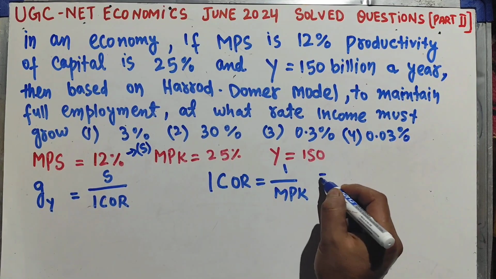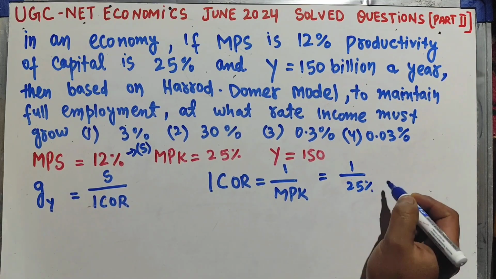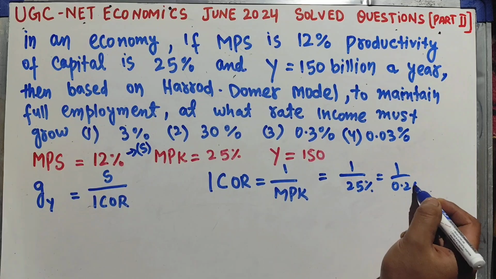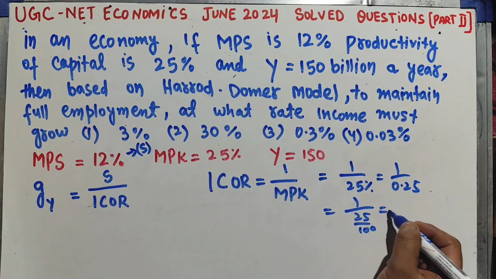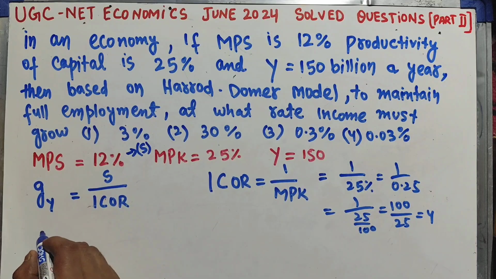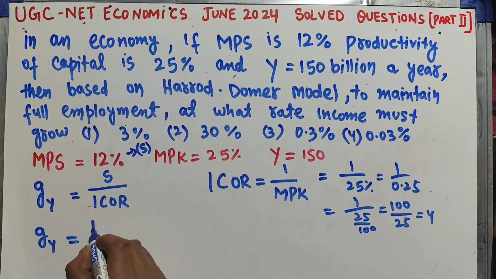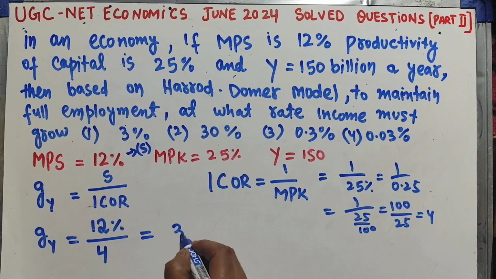Okay, so what will be ICOR? That is 1 upon the marginal product of capital, which is 25%, so it is equal to 1 upon 0.25, which is equal to 1 divided by 25 upon 100, which comes out to be 100 upon 25, which is equal to 4. So our incremental capital output ratio is 4. So our growth rate of income should be equal to, we have 12% as marginal propensity to save, upon the incremental capital output ratio, which we calculated is 4, which will become 3%.